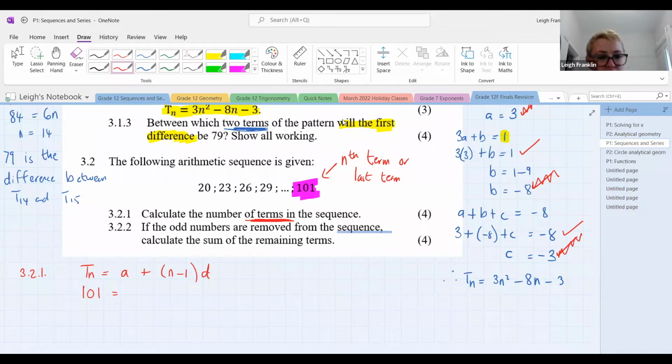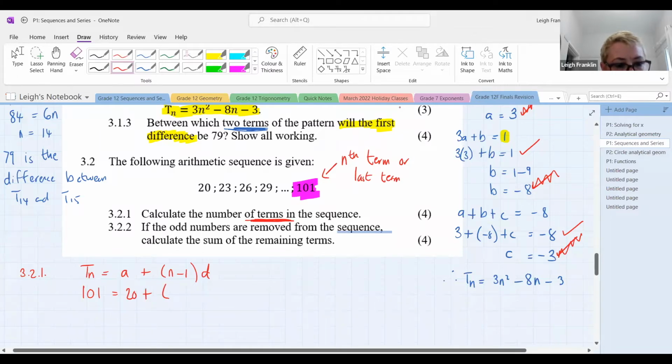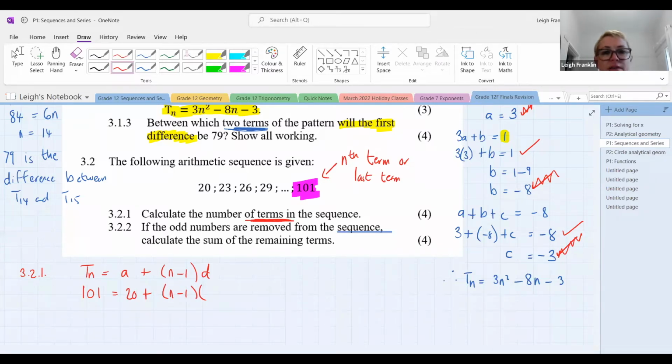Lovely, they want n. Good stuff. Okay, so that means we need to know A and D. The value of A is? Good stuff, everybody. The value of A is 20. Good, very nice. What is the value of D in this case? Perfect. Good stuff, everyone.